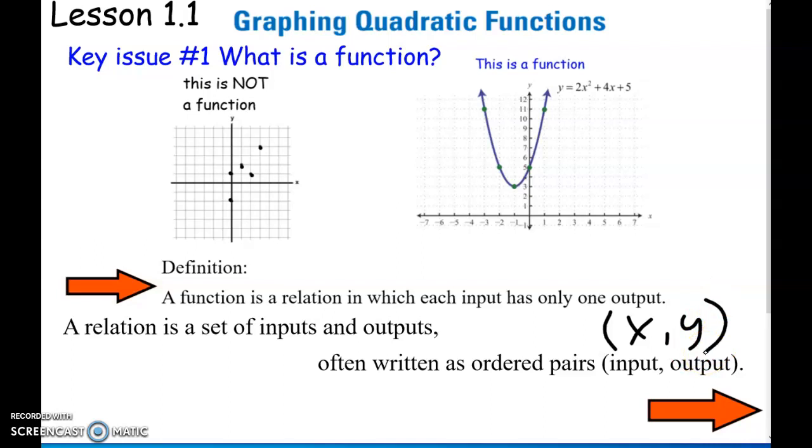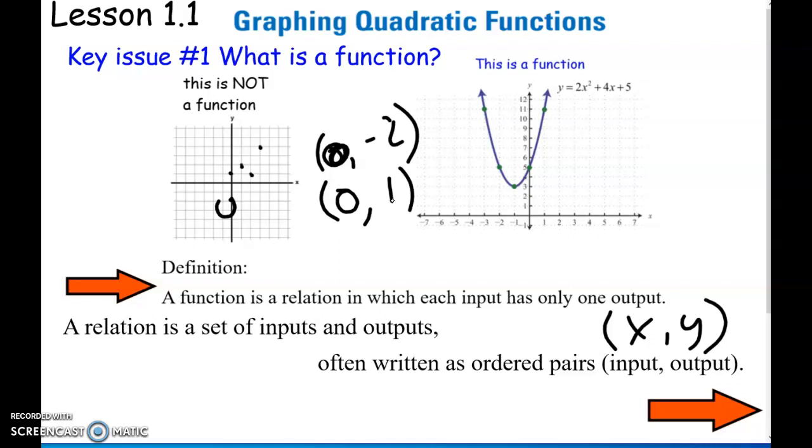Any x, y ordered pair is a relation. There's an input, there's an output. A special relation is a function. A function is a relation in which each input has only one output. So if we look at these two points right here, this one is the point 0, negative 2, and this is the point 0, 1. So in this relation, I put in a 0 and I get out negative 2, and I put in a 0 and I get out 1. And that means that it's not a function.